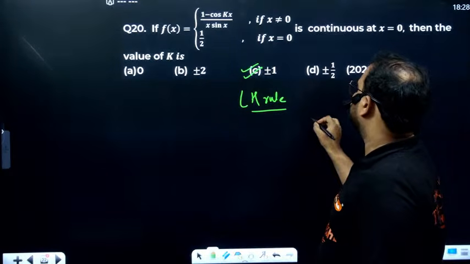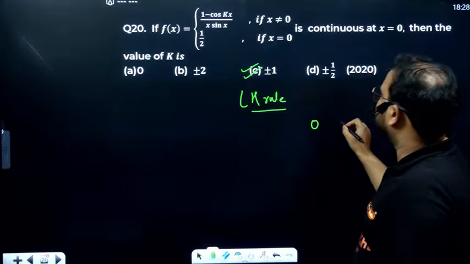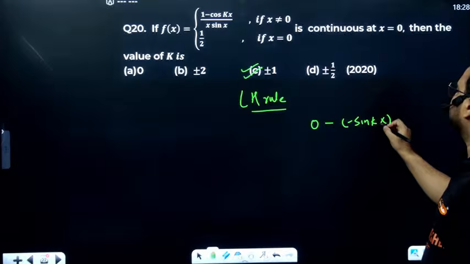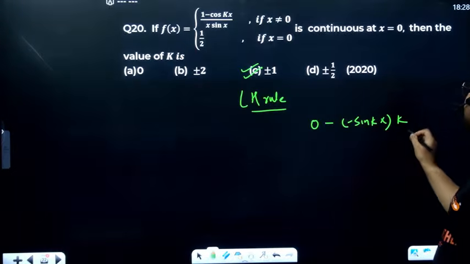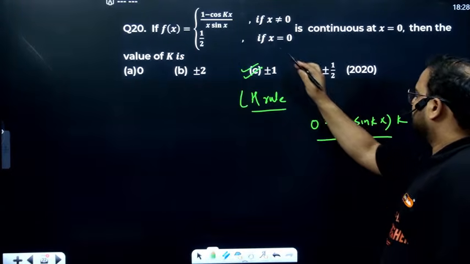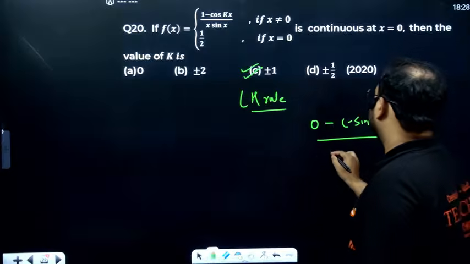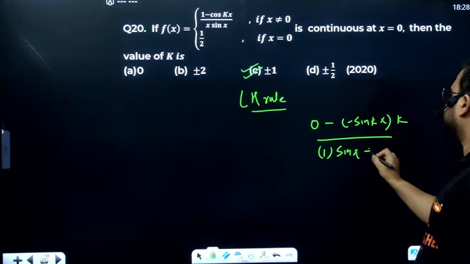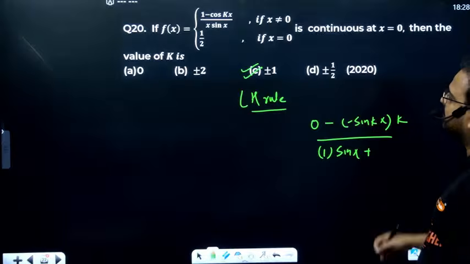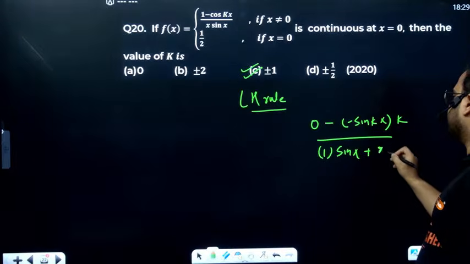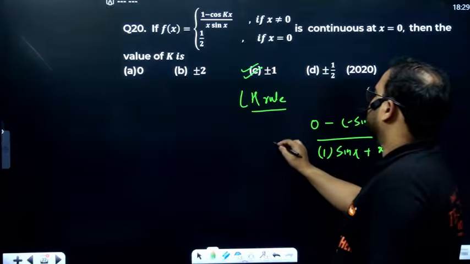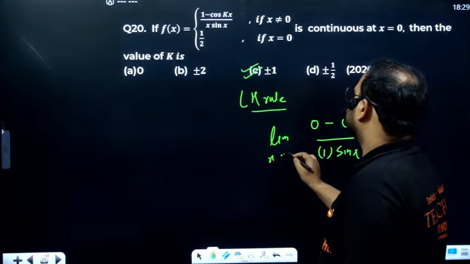You'll find the differentiation of 1 will be 0. Cos becomes minus sin, so we'll write here minus sin kx. Differentiate kx now, you'll have k over here. Same for the denominator, differentiate using the product rule. So x gives 1 times sin x as it is, plus this time differentiate sin as cos, so you have x cos x.